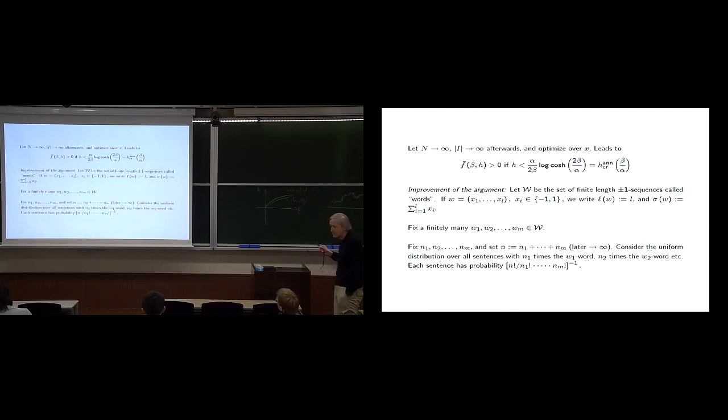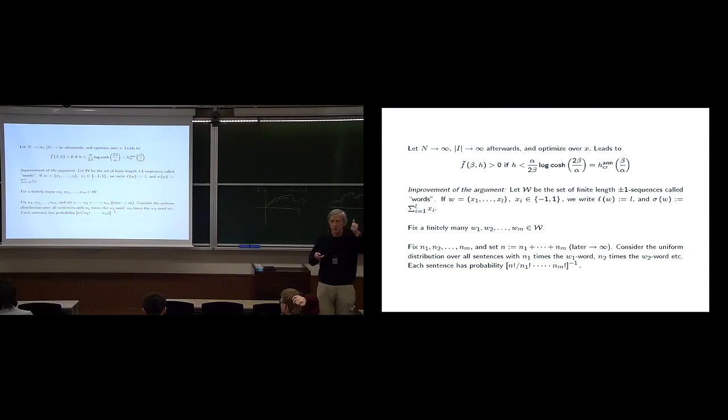Now I show you what the improvement is. This improvement came out of this infinite dimensional variational formula, but then just contracted down to something which is elementary. So the improvement is, sorry, I'm looking at the set of finite length plus minus 1 sequences here. These I'm calling words. So I'm just having an alphabet which is plus minus 1, just 2 letters, and then I'm looking at finite such sequences, such words. If I have such a word, the length I call L, and sigma is just the sum over the xi's. Now, I'm fixing finitely many such words. In the end I have to take infinitely many, but I'm just fixing finitely many.